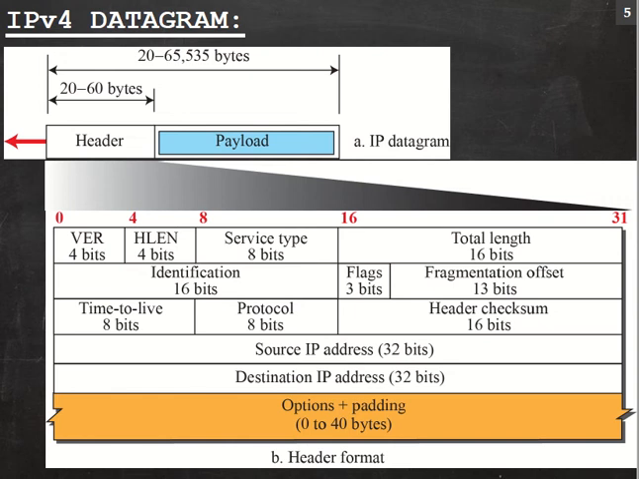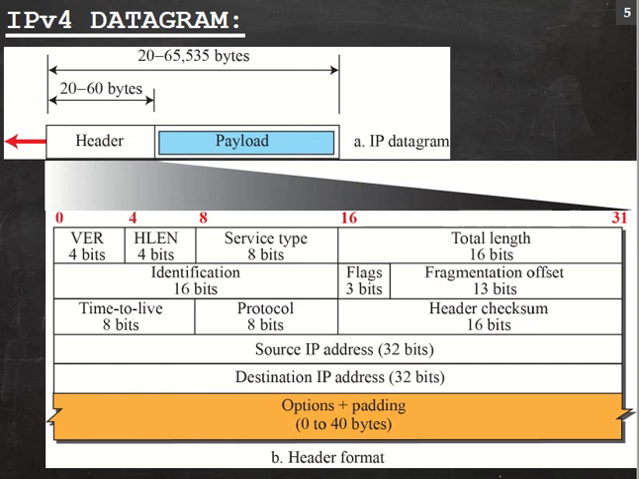Then the next three fields, that is identification, which is 16 bits, flags, 3 bits, as well as fragmentation offset, which is 13 bits. So in total, 16 plus 3 plus 13 bits.